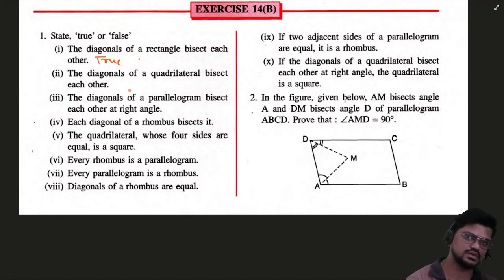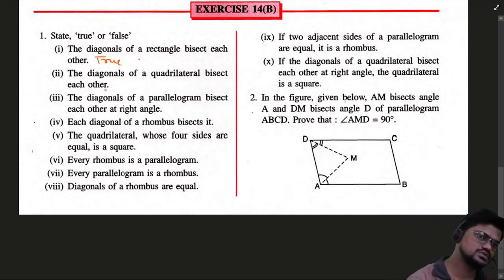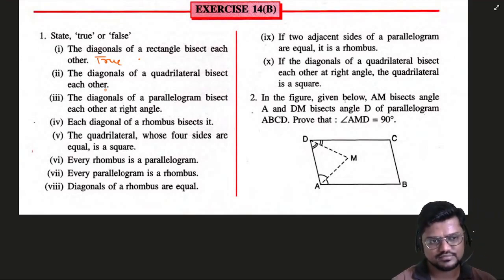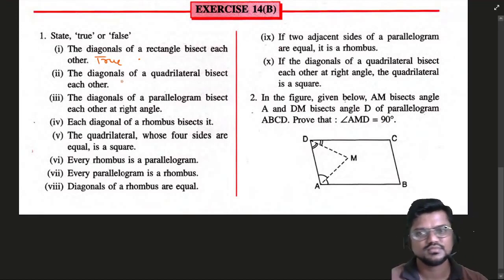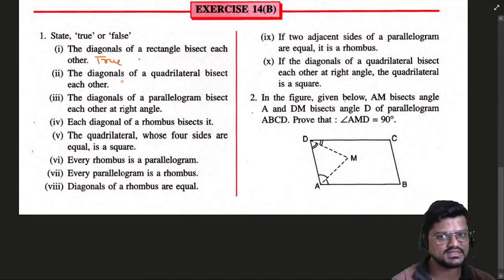What is the true statement? The diagonals of a quadrilateral bisect each other. Shlok, is it true or false? False. Why? Parallelogram bisects. Okay, yeah. They will bisect only in a parallelogram. What about in a rectangle? Do they bisect?